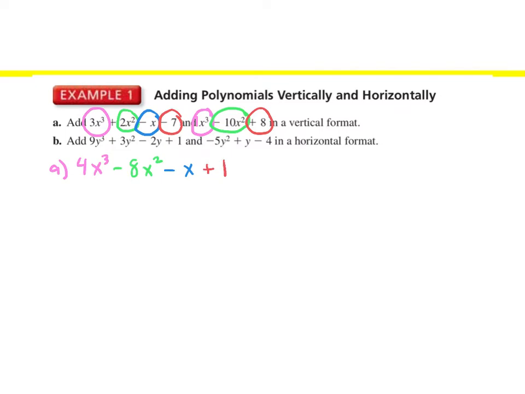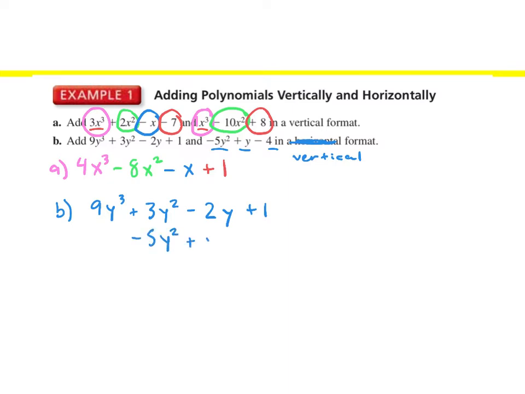So this is adding in horizontal format, when you just add them together like this. Vertical format would be putting them one on top of the other. So for B, we'll do this one in vertical. So we have 9y cubed plus 3y squared minus 2y plus 1. And then we want to make sure we line up our terms with the like terms. So we have negative 5y squared plus y minus 4. And then we just add the two together.